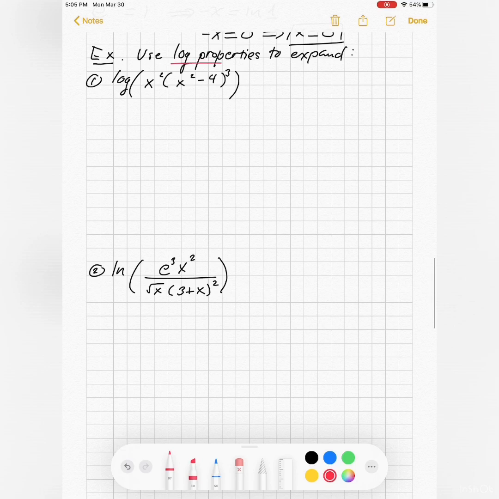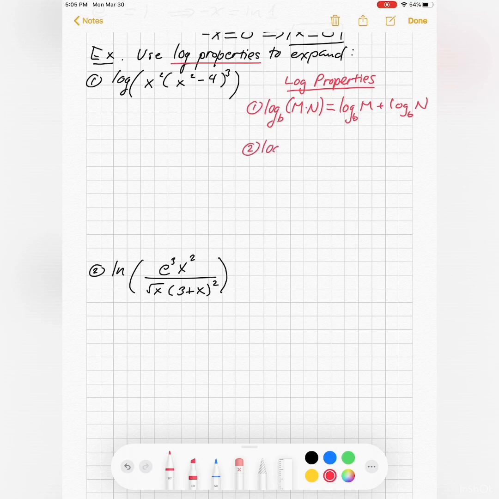All right, so what about some of these where I need to use log properties to expand? So I guess I need to actually write out some of those log properties. Let's start that list here. So these should look familiar. If I have a log with any base of a product, I can break that up as the sum of two logarithms. If I have the log of a quotient, I can break that up into the difference of two logs.